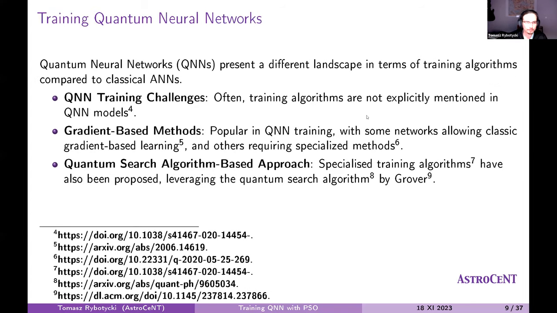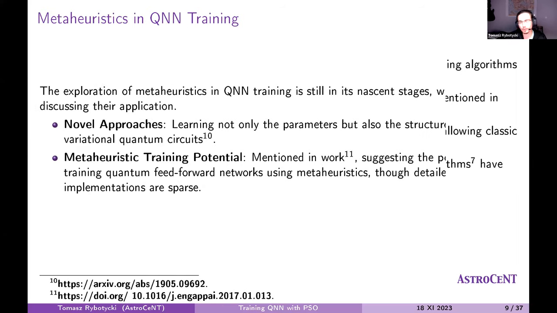Okay, now, when it comes to training a quantum neural network, which we still don't know what it is, but I will talk about it in a second, usually you apply gradient-based methods. So this is machine learning 101, how to use gradient descent or gradient descent related algorithms to train a neural network. But there are some maybe fancier approaches also, like a quantum search-based algorithm that uses the Grover algorithm for training.